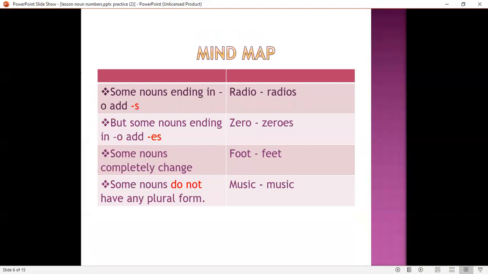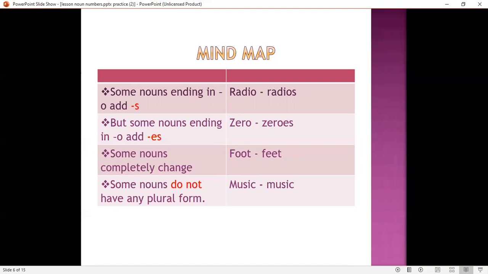Some nouns ending in o, we will add only s. For example, radio will become radios. But some nouns, if they are ending in o, we will add es. For example, zero. Zero has also o in the end, but we will add here es and it will become zeros.